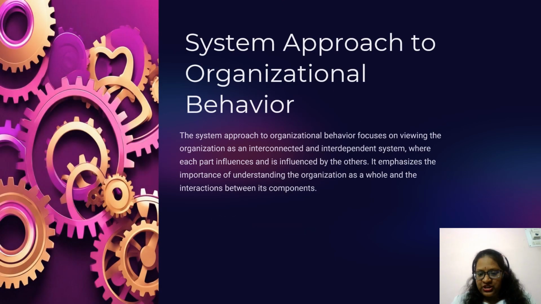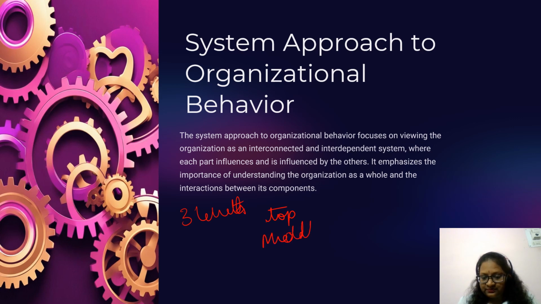The first approach here is the system approach to organizational behavior. First, let's understand what a system approach is. For example, in an organization, I state that there are three levels of management: the top level, next comes the middle level, then comes the lower level of management. These three levels combined together are called an organization.